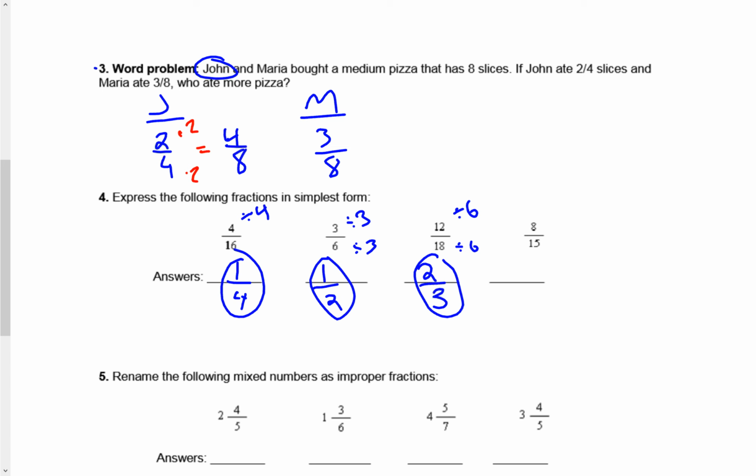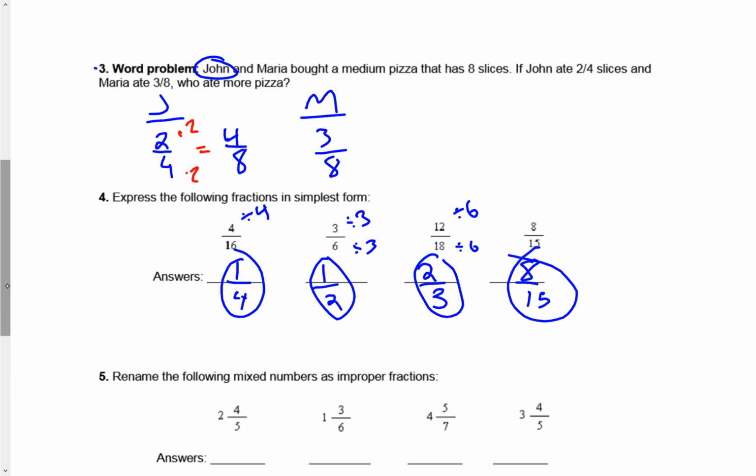All right, and last one, 8/15. Let's see what could go into both of those. 2, no. 3, no. 4, no. 4 doesn't go into 15. 8. I don't think there's anything that goes into both of them, so we're going to leave it as 8/15. It does not reduce. All right, that is reducing fractions.